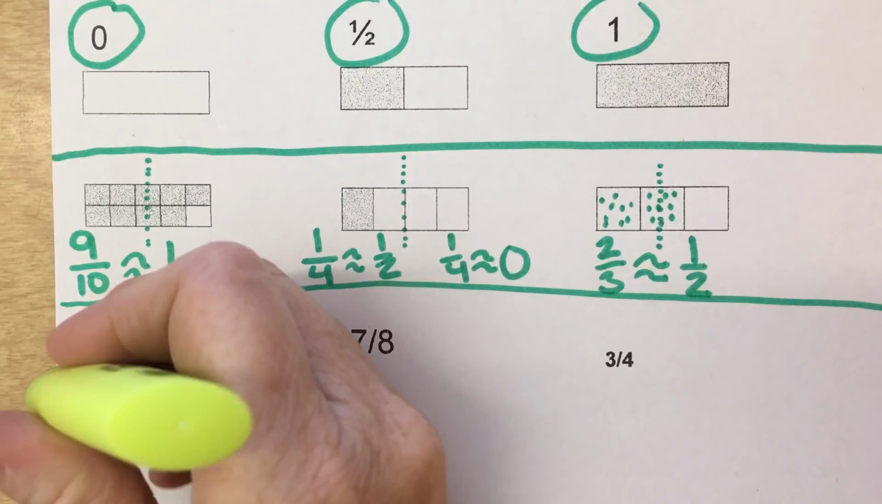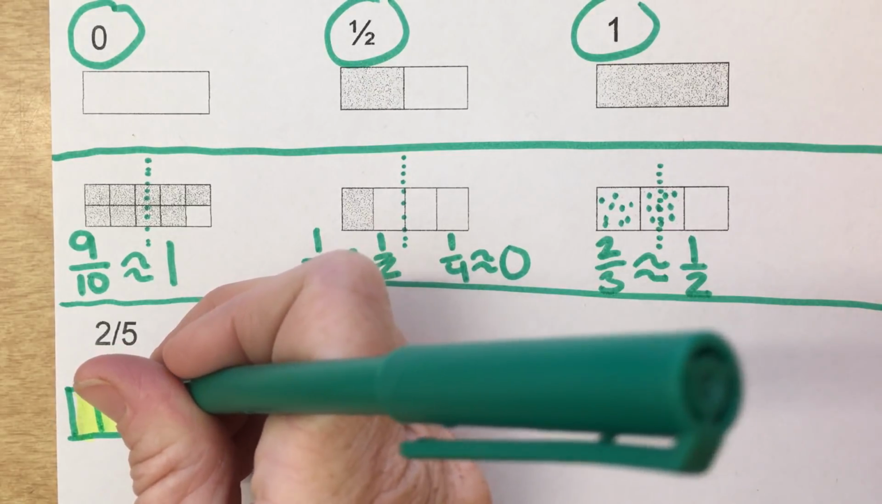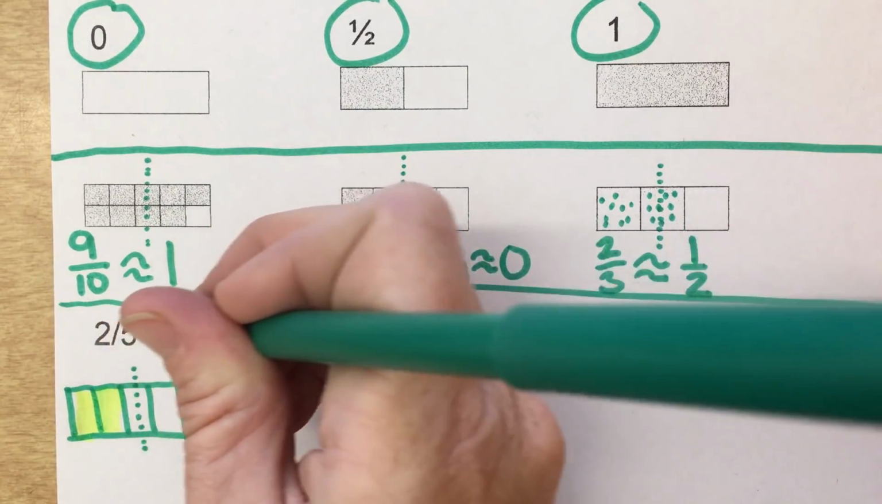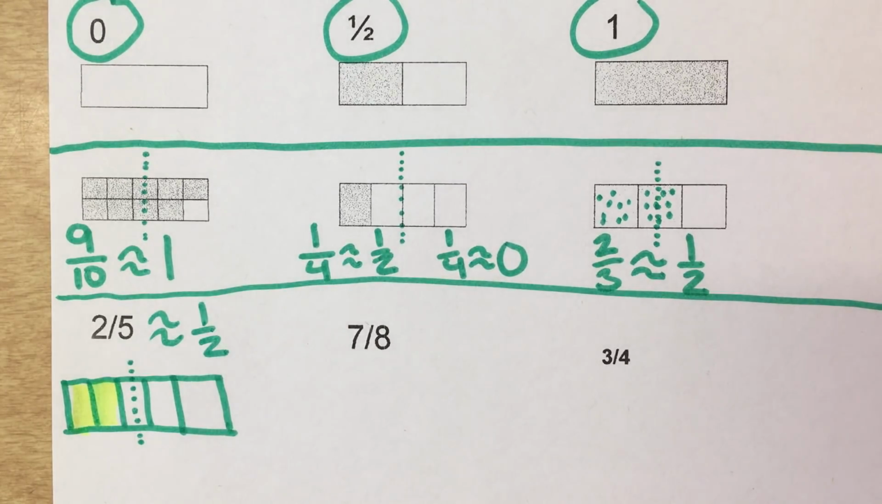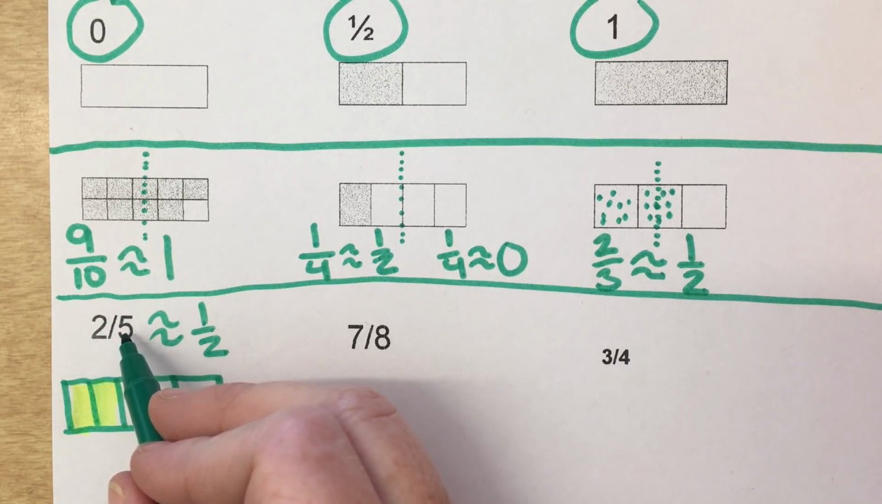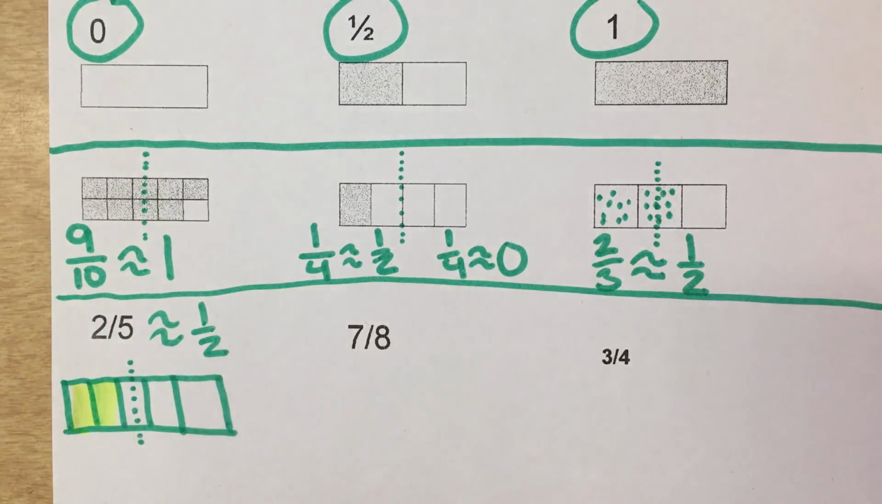So I could draw it if I needed to. And then I could do the same. I'm going to cut it in half to kind of help me. So 2/5 looks to me like it is about 1/2. It's pretty close to being half. Another way you could have looked at that is if you think about 5, 2 is almost half of 5. So you could have looked at it that way as well.